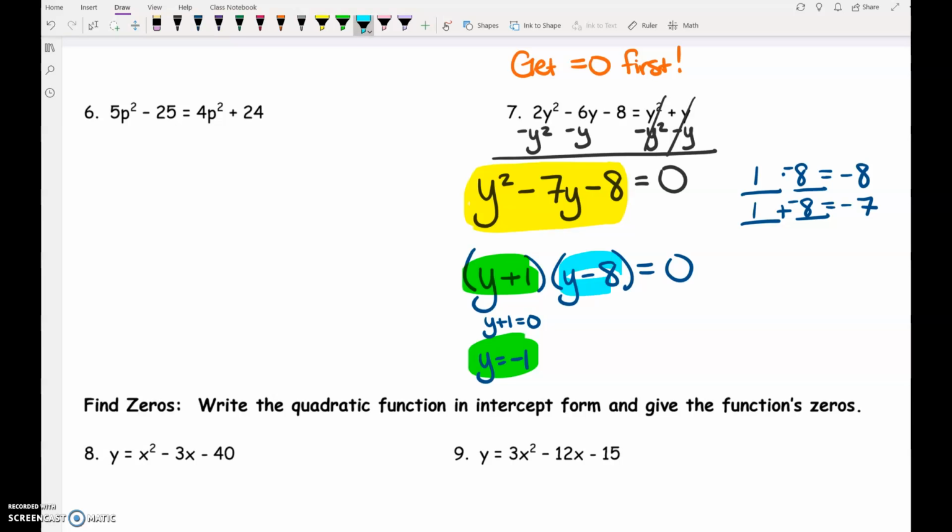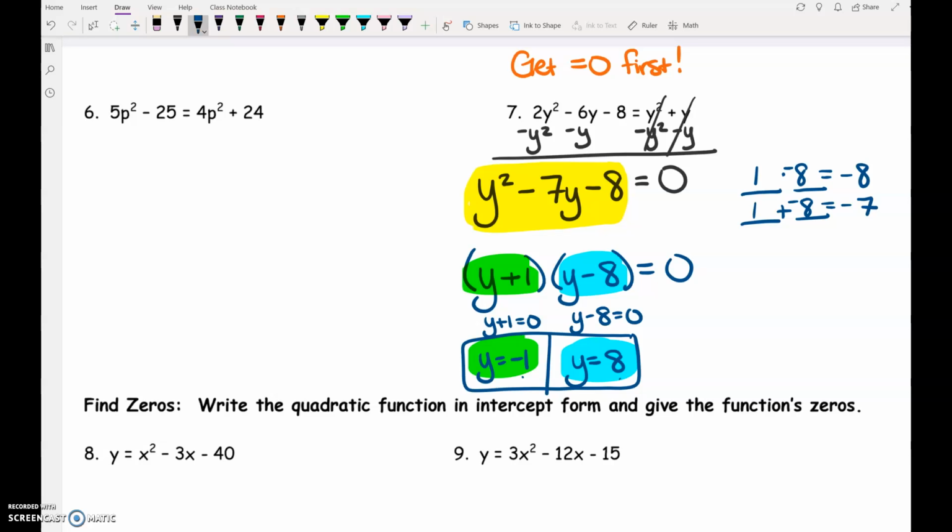You have another solution where y minus 8 equals 0. When will y minus 8 equal 0? When y is positive 8. So our two solutions are y equals negative 1 and y equals 8. If you were to put y squared, or we'd change it for the graphing calculator, x squared minus 7x minus 8 into the calculator, it would cross the x-axis at -1 and at +8.